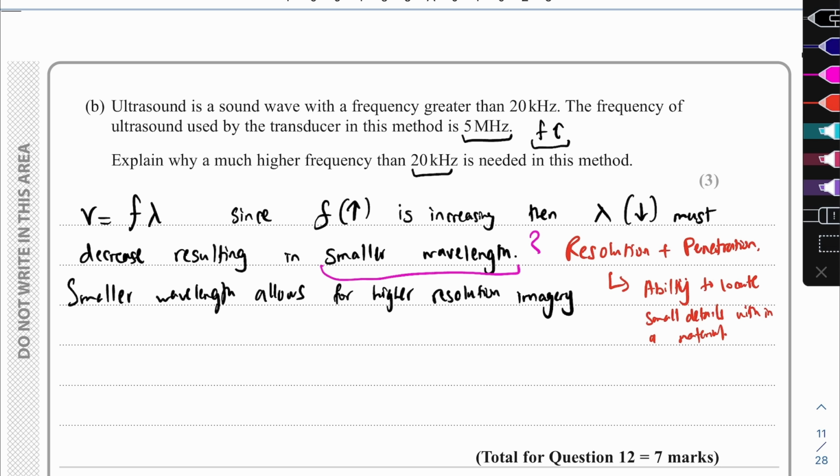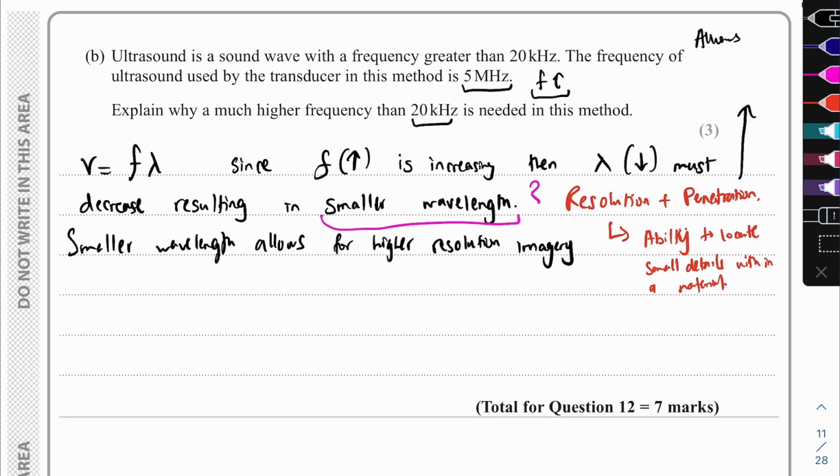Now, penetration means that it can go further within the material. If it's a very, very big material and it goes very deep, we can say the smaller wavelengths can travel further. We can say it allows for better detection. So high resolution imagery and better detection. So those are the 3 points.